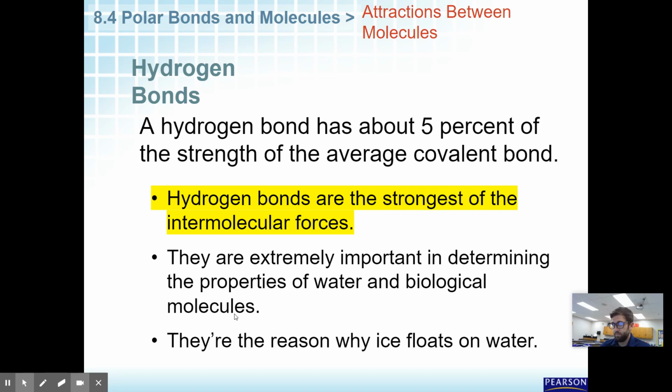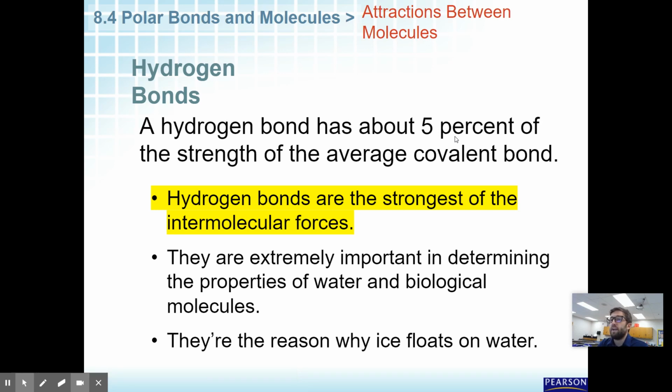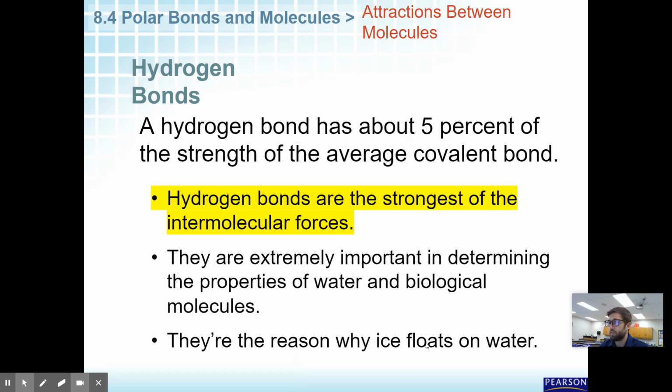But if you look right here, a hydrogen bond has about 5% of the strength of the average covalent bond. So these intermolecular forces are much, much weaker than the actual bonding that occurs, but they still are important to how the molecule behaves. Which is why hydrogen bonding is the reason why ice floats on water. That special bonding there.